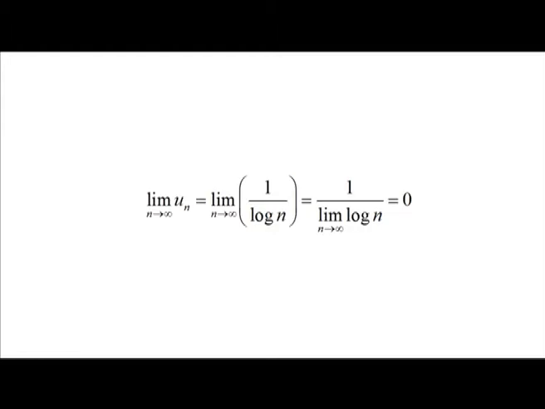Also, limit of u_n as n approaches infinity is limit of 1 upon logarithm n as n approaches infinity, which is equal to 1 upon limit of logarithm n as n approaches infinity, which is equal to 0. Hence, all the conditions of Leibniz test are satisfied by the given alternating series and so it is convergent.